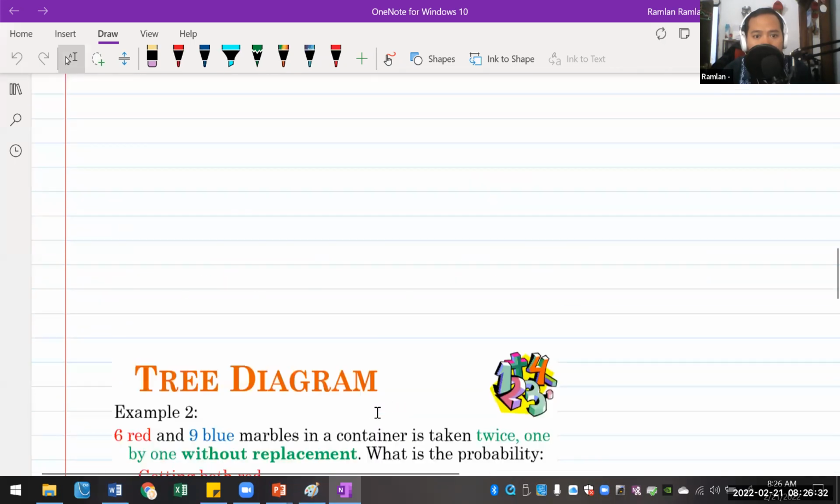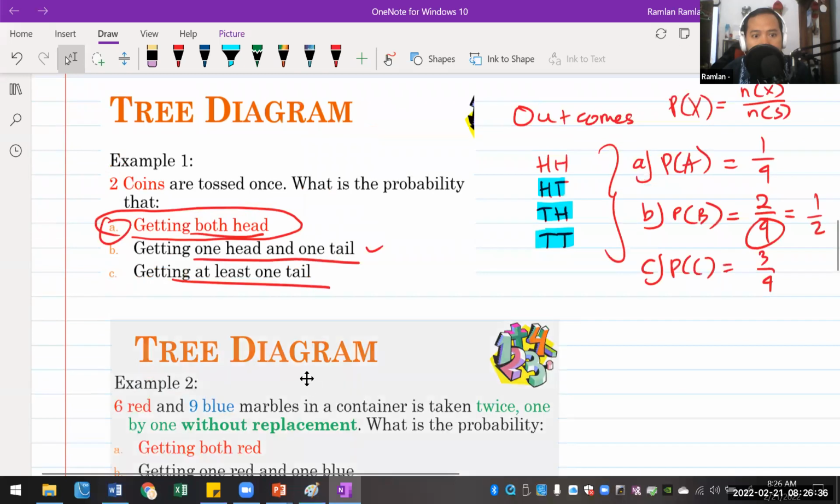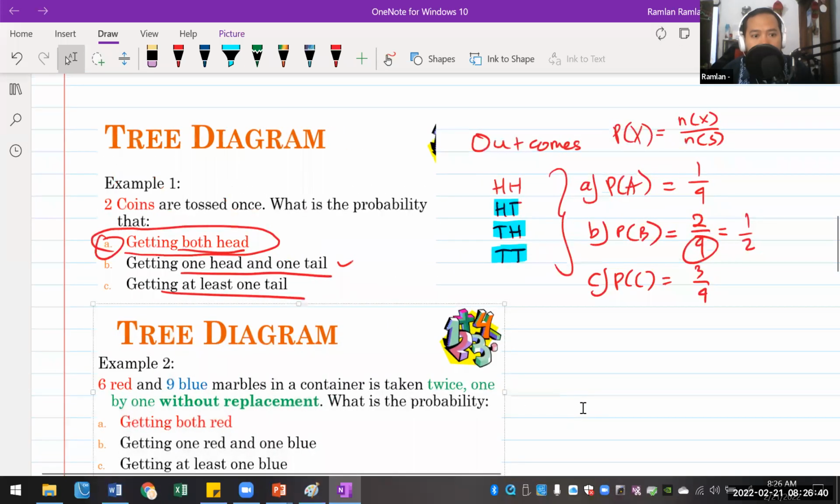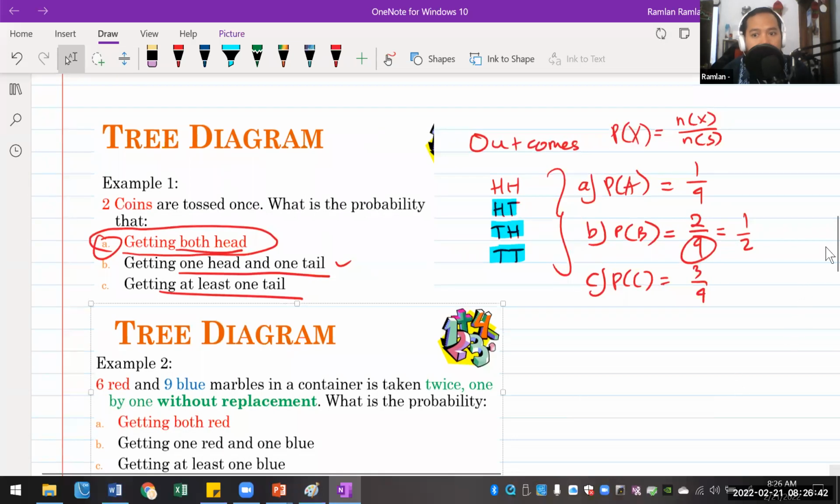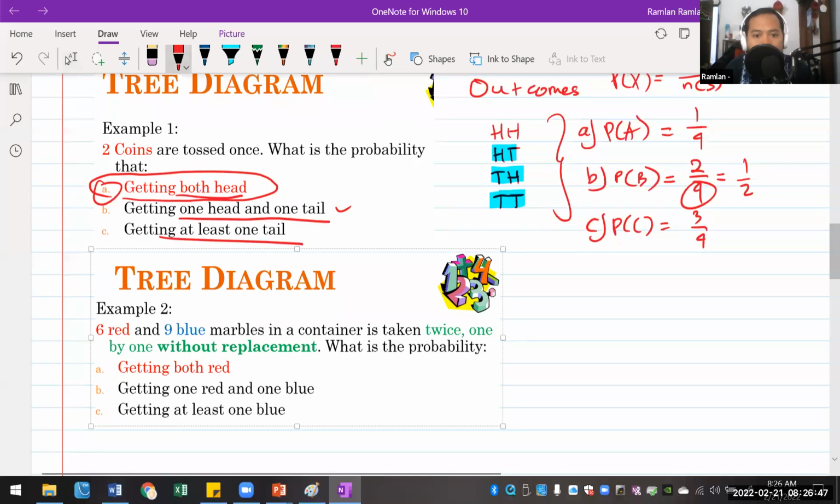Okay, here we go. The next example is, what do you call it? The marbles, right? So in here we have two different color marbles inside a container. But this time you take it twice. So be very careful when you see this kind of question.